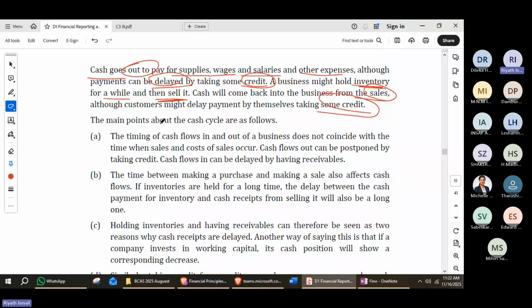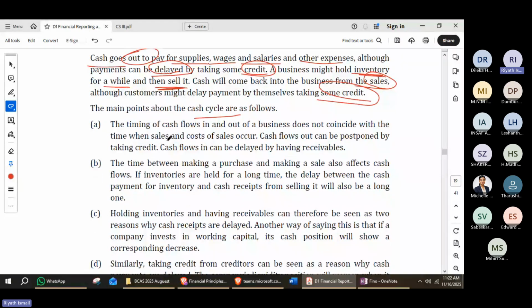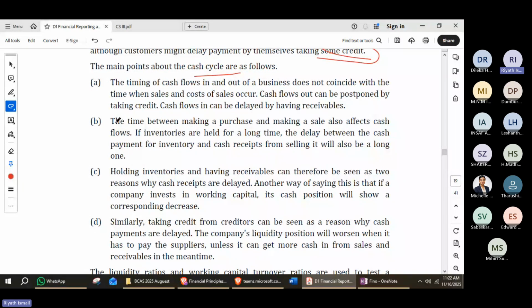So the main points about the cash cycle are as follows. The timing, right? The timing of cash flows, cash flow in and out. When your cash goes out and comes in for a business does not coincide with the time when sales and cost of sales occur.